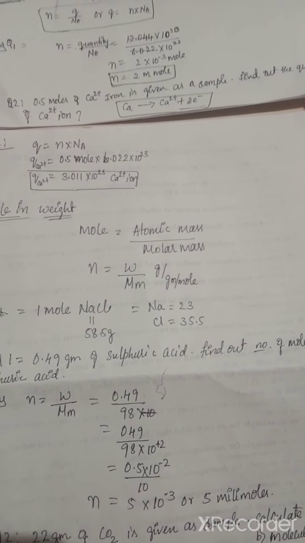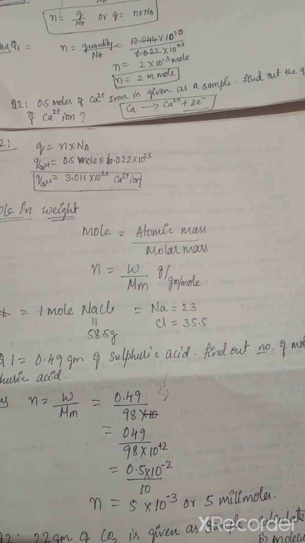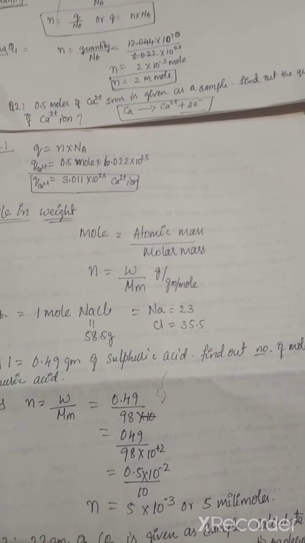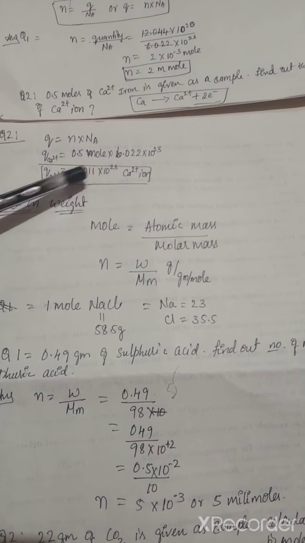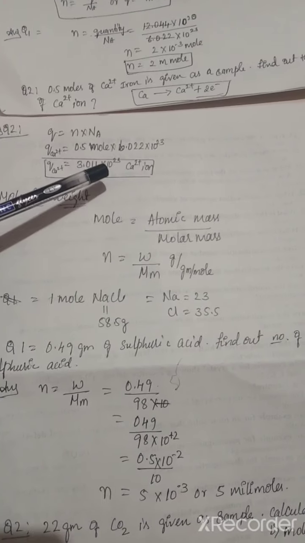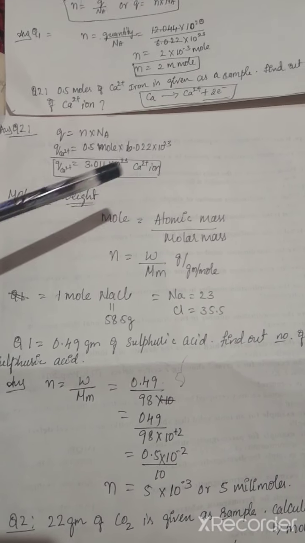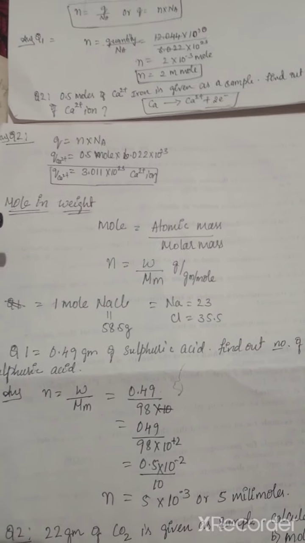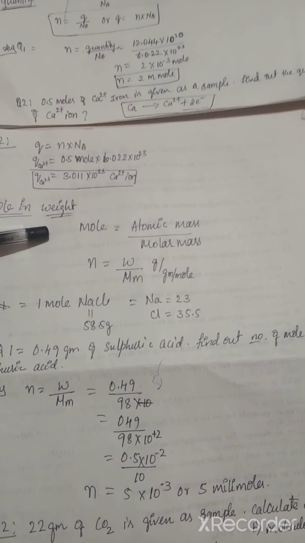So we can calculate by Q is equal to n into Avogadro number. By this formula we will get the quantity of the Ca2 plus, that is 3.011 into 10 to the power of 23 calcium 2 plus ions. This is about the mole in quantity. Next we are going to discuss mole in weight.